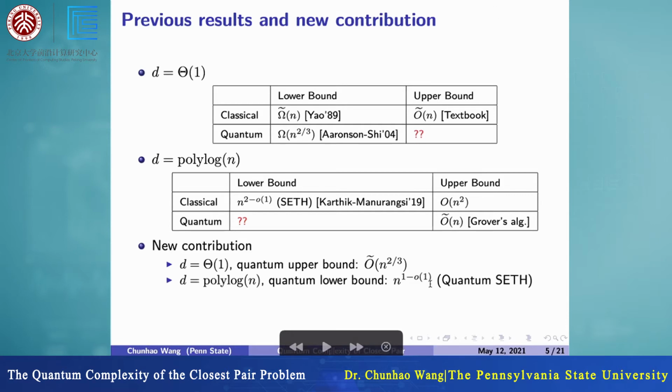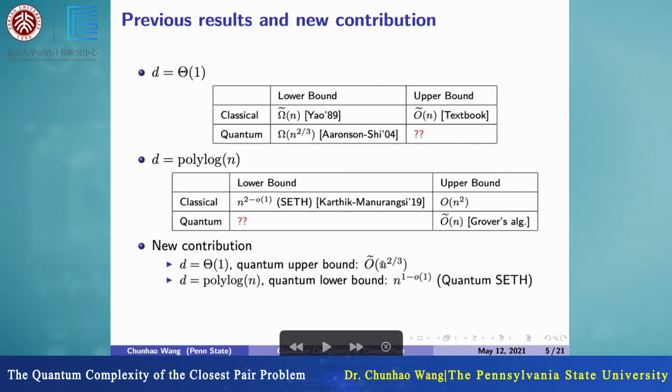Of course, our quantum lower bound is also conditional. It relies on a quantum version of SETH. I'm going to talk about the quantum version of SETH later in this talk. In the next part, I will first say something about the upper bound and show the quantum algorithm. Then after that, I will talk about the lower bound.